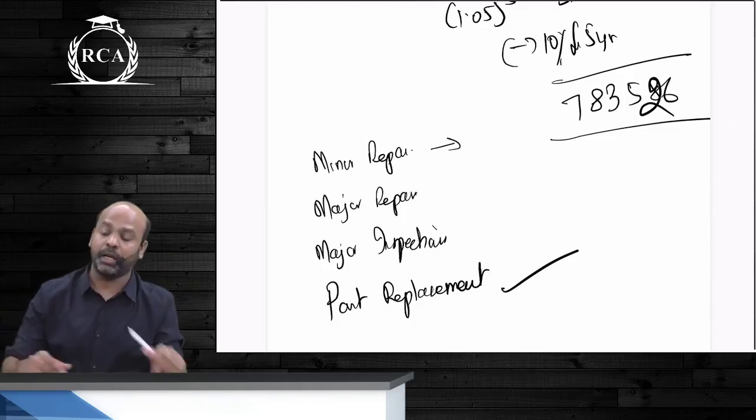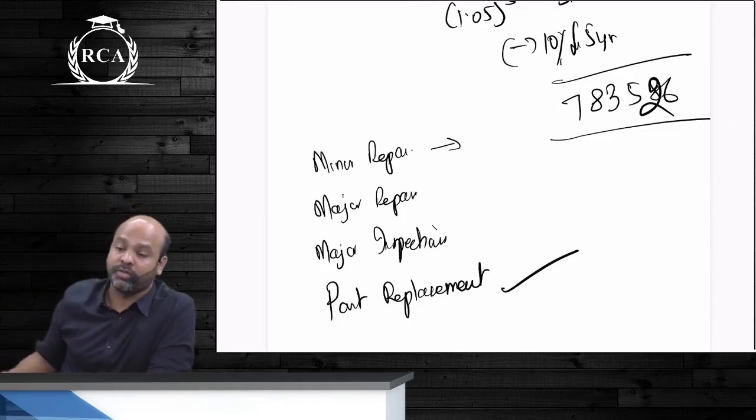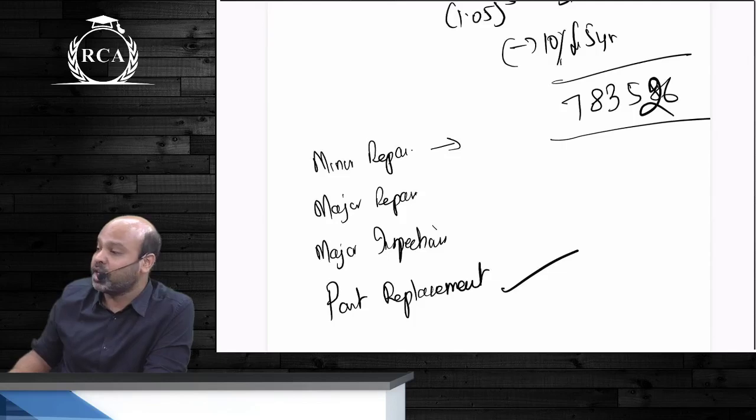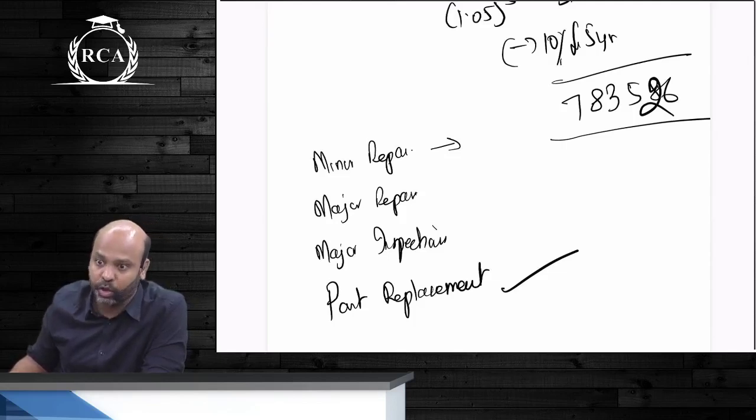If it's a minor repair as such, guys, you will have to transfer all of those expenses incurred as such, beta, to the P&L account. If it's a major repair as such, guys, I told you, you will have to first impair the asset, and then whatever is the expenditure that you're incurring on major repairs as such, beta, will be added to the cost of the asset.